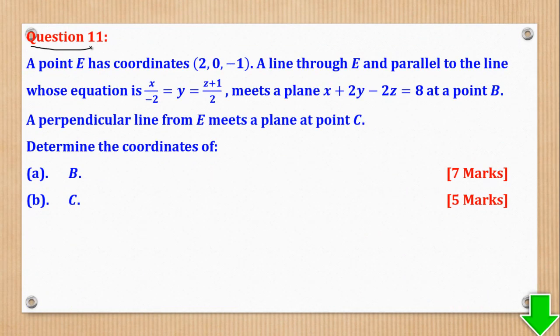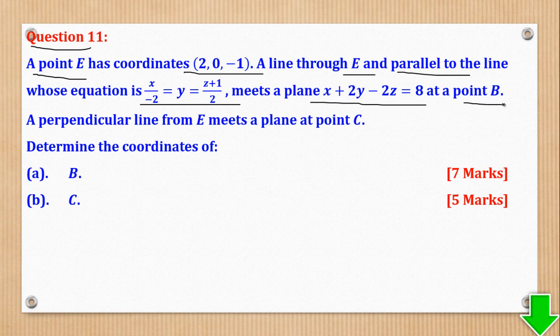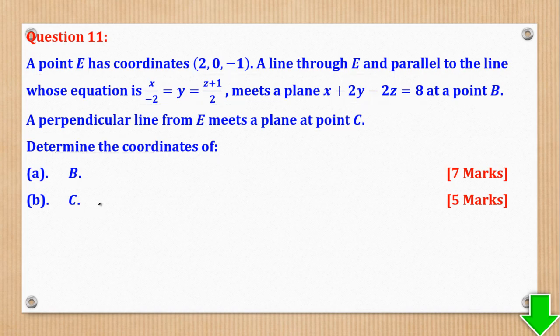So now we shall go to question 11. Question 11 is under vectors. It says a point E has coordinates this. A line through E and parallel to the line whose equation is this meets the plane this at a point B. A perpendicular line from E meets a plane at point C. Determine the coordinates of B and C. As simple as that, and you get your 12 marks.